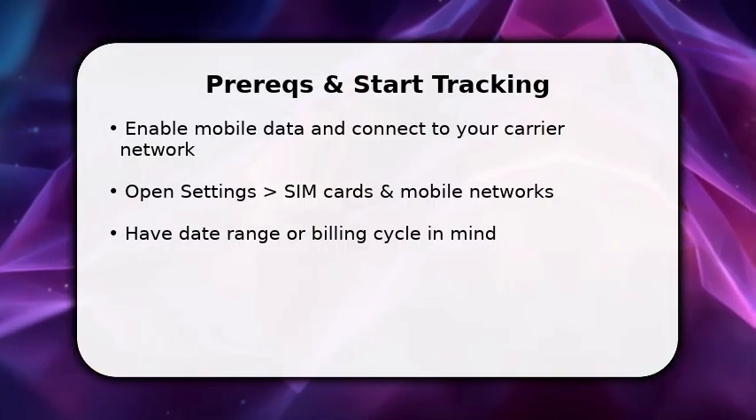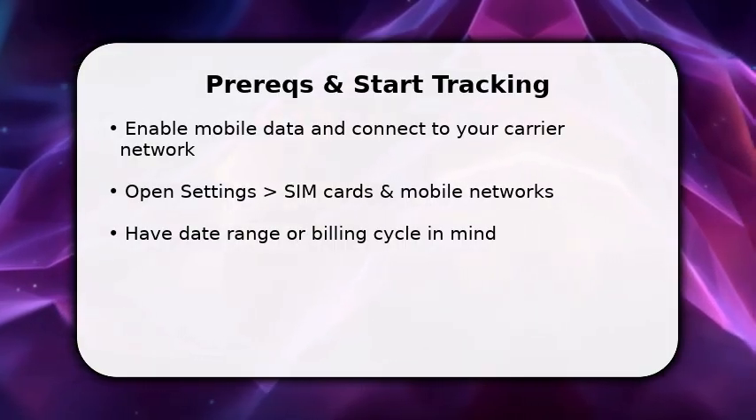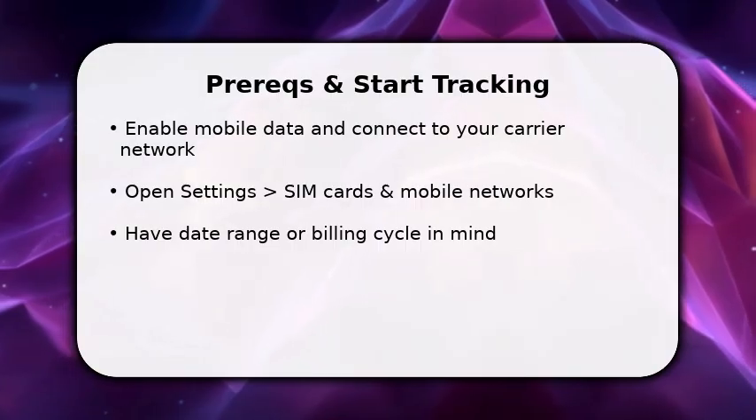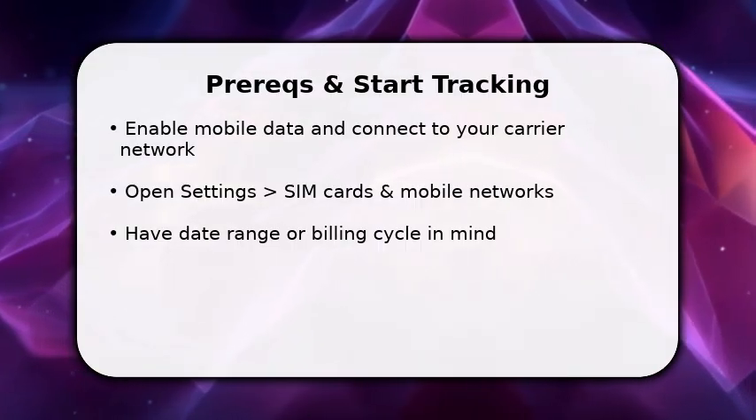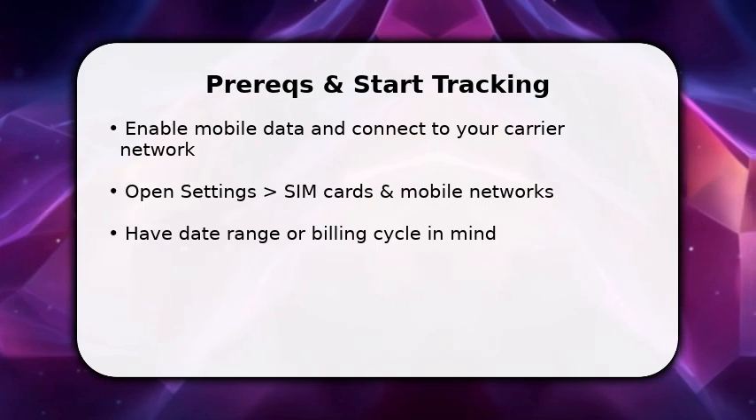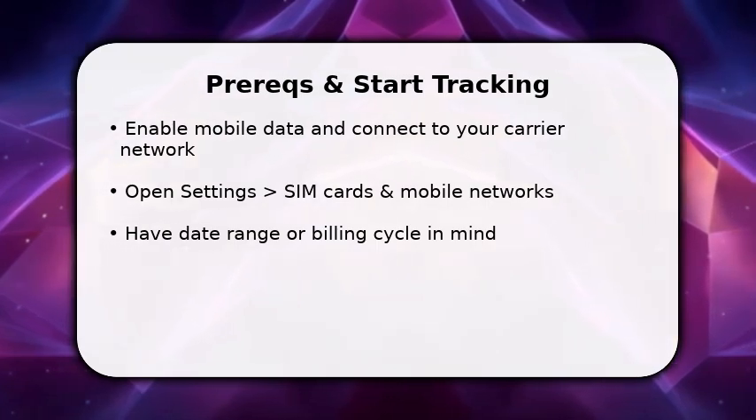Once done, set the billing cycle or custom date range to match your carrier statement so the numbers align. Make sure to note whether you want cellular only or cellular plus Wi-Fi combined before proceeding.